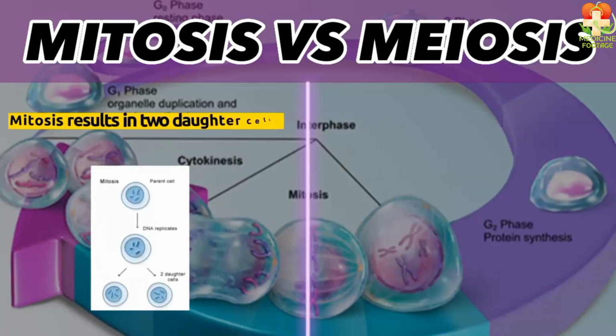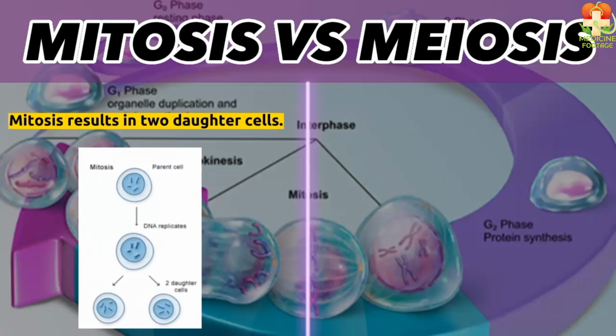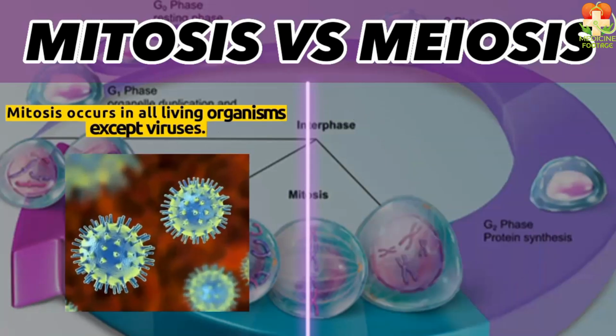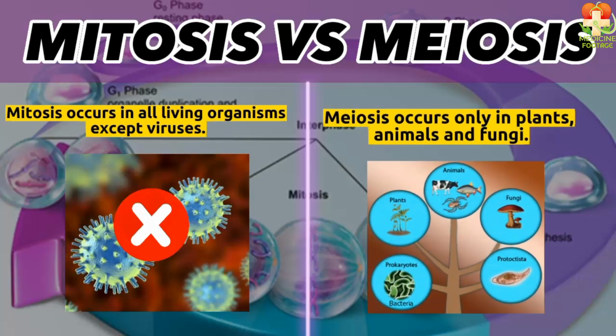Difference number 2. In mitosis, one cell divides into two identical cells, but in meiosis, one cell divides into four unique cells. Difference number 3. Mitosis happens in all living organisms, except for viruses. On the other hand, meiosis only occurs in plants, animals, and fungi.